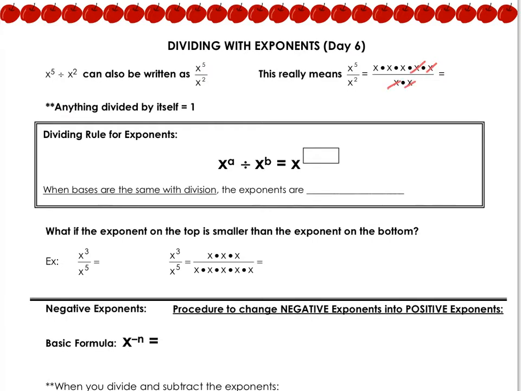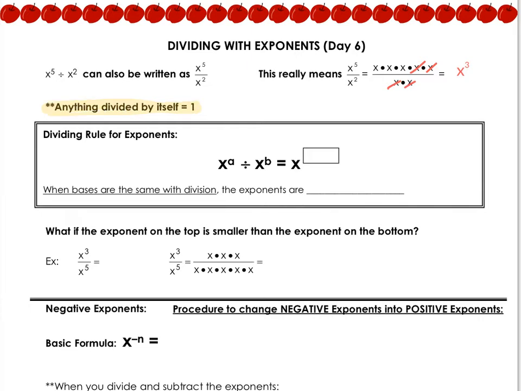So now we'd be left with how many x's? Well, we could count them, 1, 2, 3, so that's x to the third, nothing on the bottom, so I can either put divided by 1 or just plain old x to the third. So we need to remember here that anything divided by itself is 1.